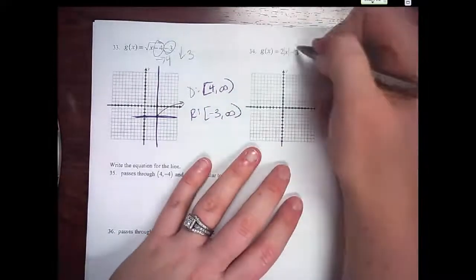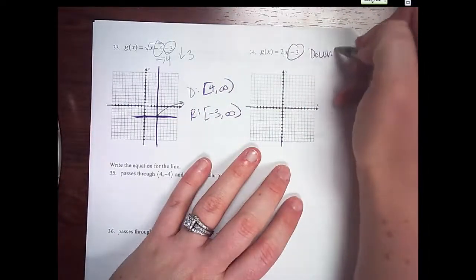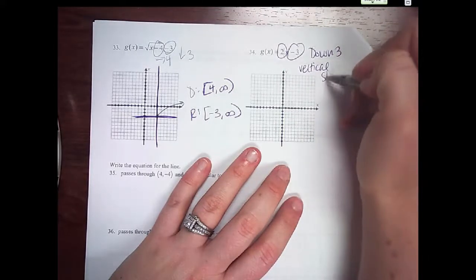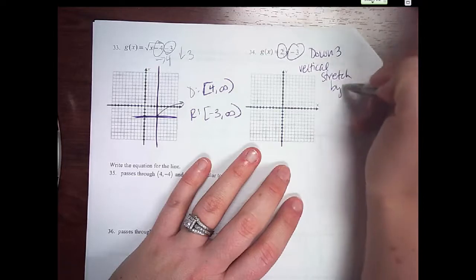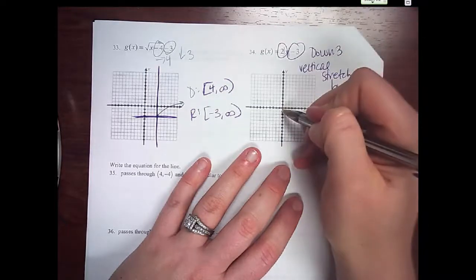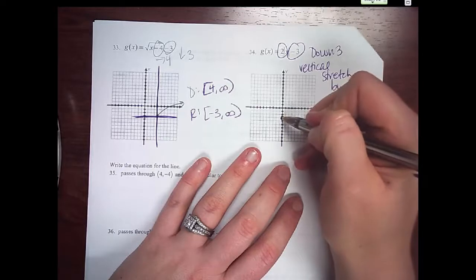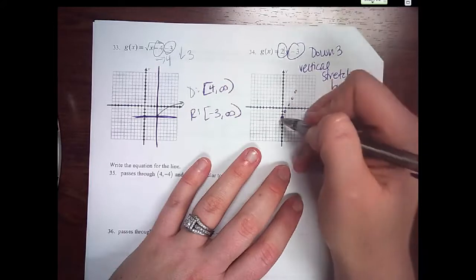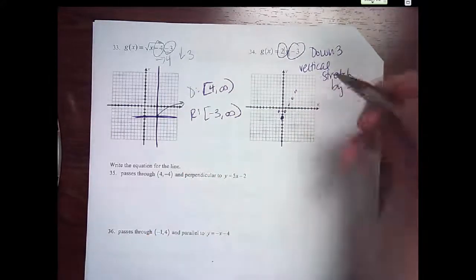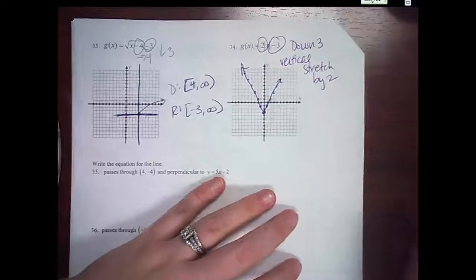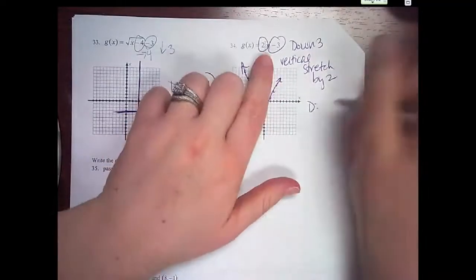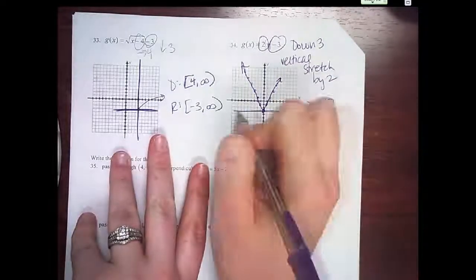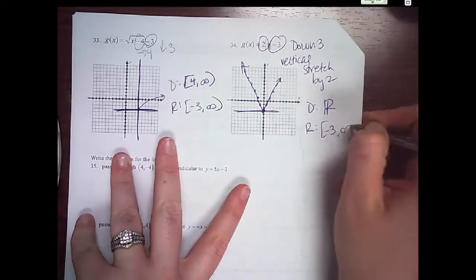Let's do it without our calculator. This goes down 3. This 2 is a vertical stretch by 2. So 0, 0, go down 1, 2, 3. Then because of the 2, I go up 2 over 1 in both directions. Okay, so then let's look at domain and range. It's an absolute value function. Domain's all real numbers. Range, look at the lowest y value, negative 3, and it goes up to infinity.